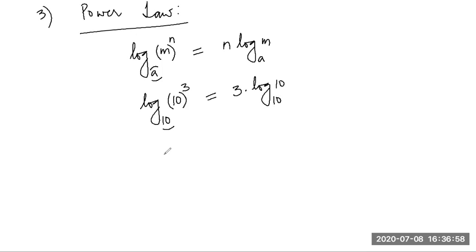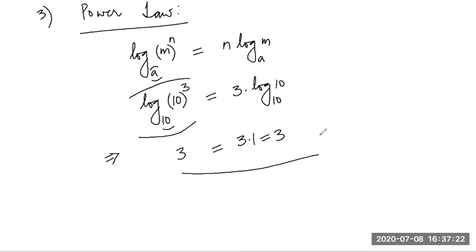So see students, now I know 10 to the power 3 is actually 1000. So what is log of 1000 to the base 10, students? 3. Correct. I know intuitively that the left side is 3. And what about the right side? 3 into 1 is also 3. All right. So my power law is also proven. So I've learned 3 laws.